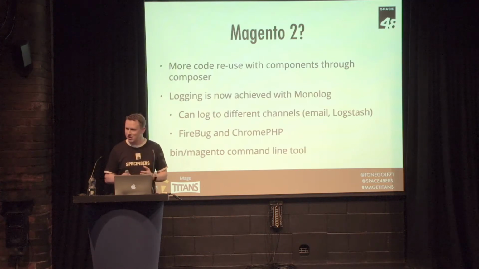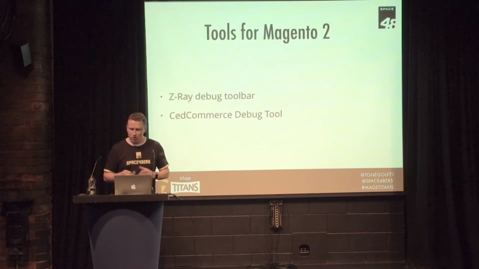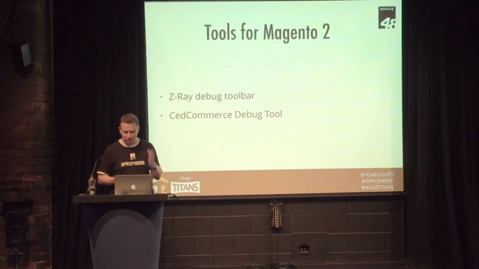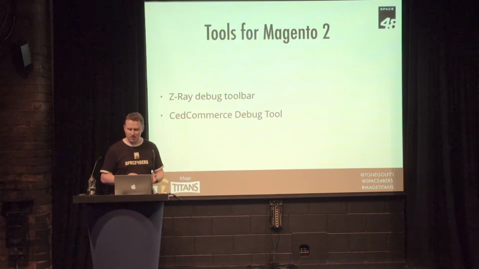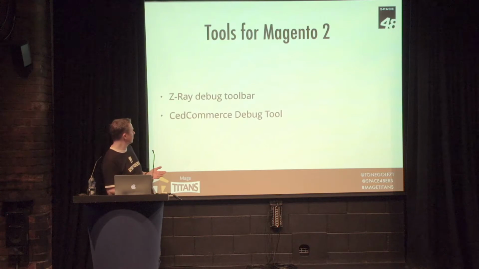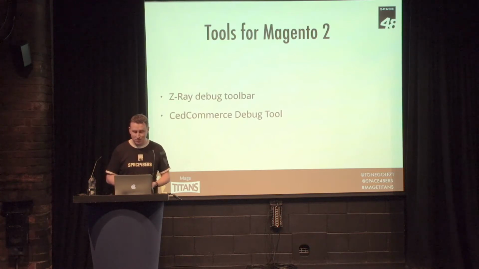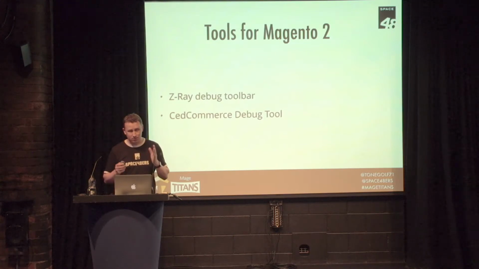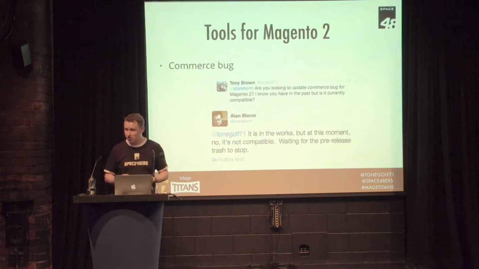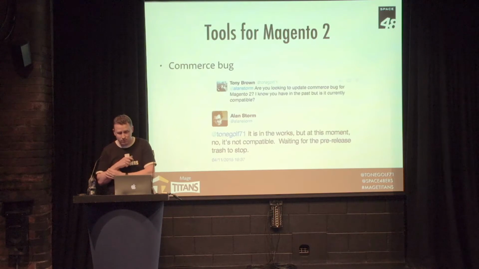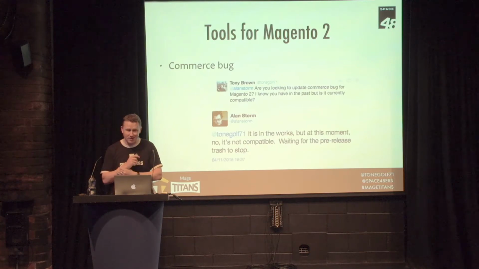So it's going to be interesting to see how that moves forward. What tools exist for Magento right now? Well, Z-Ray is a server thing, so that should work. And a company called ZCommerce, I think, has a debug toolbar, but I've not had a chance to try that yet. The one I'll be waiting for is Commerce Bug by Alan Storm. As mentioned before, he's saying it's in the works.